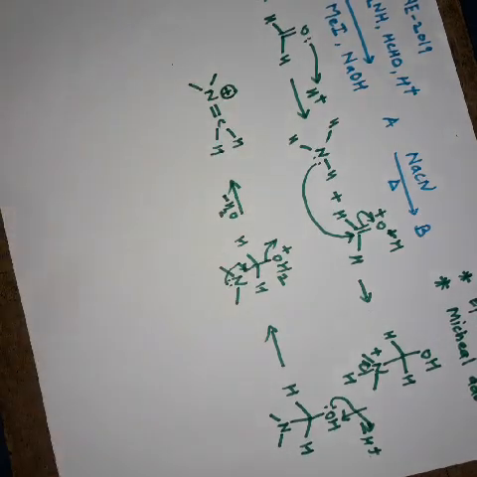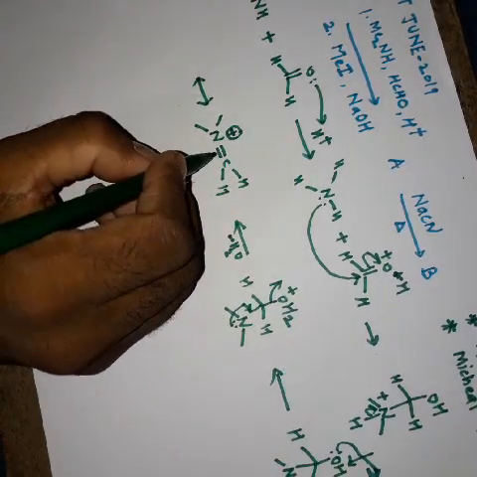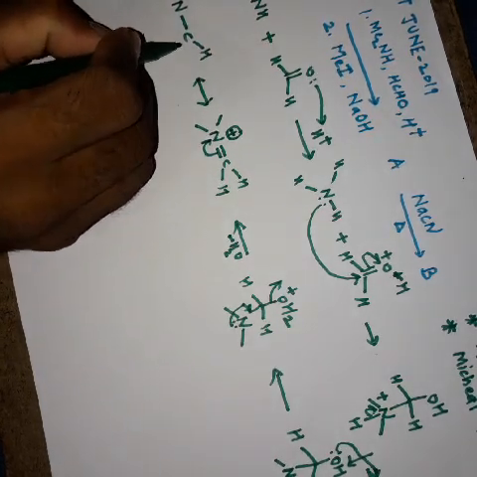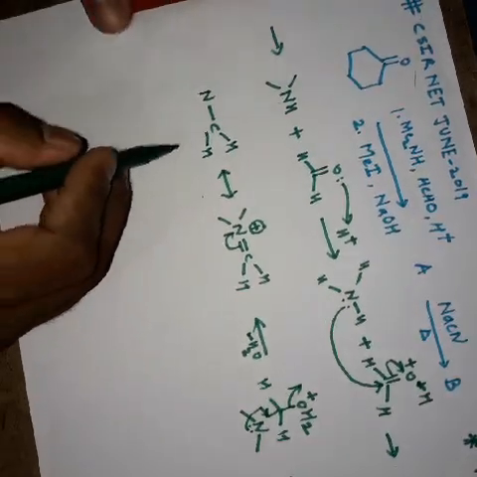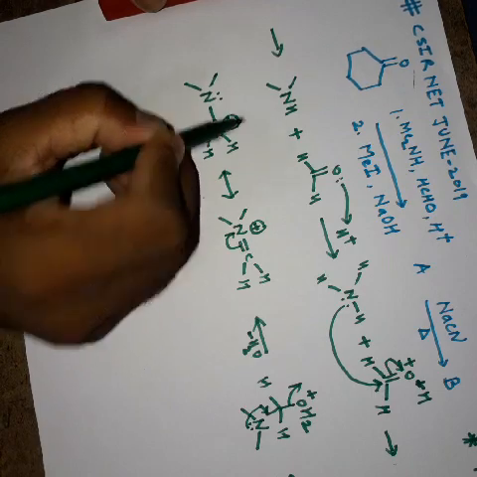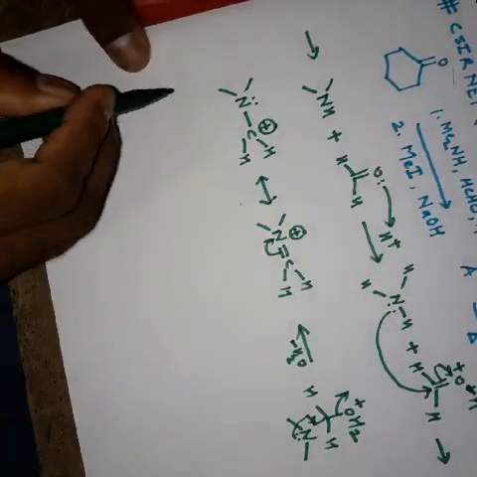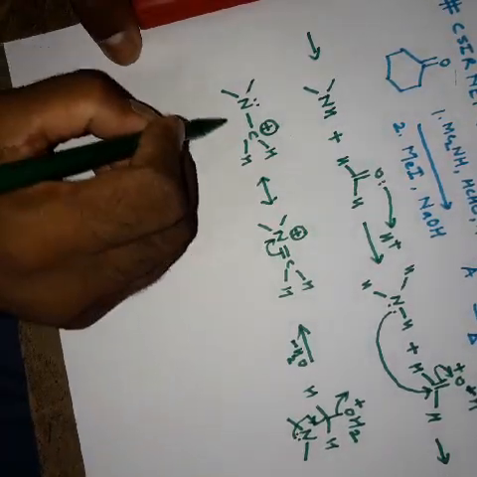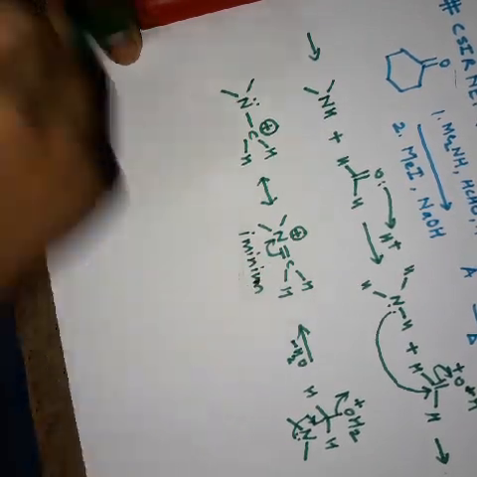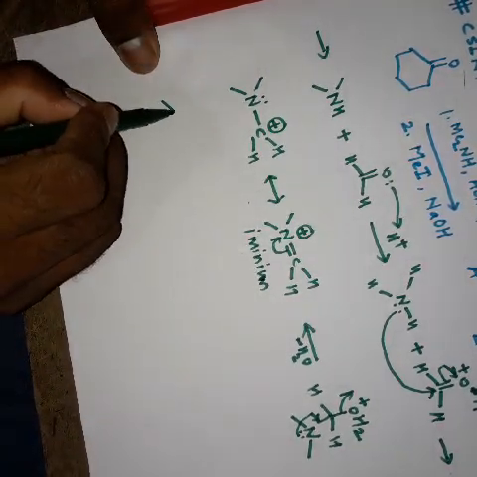Positive charge will be on nitrogen, and when we write a resonance structure of it, carbon will carry the positive charge. So we have an electrophilic center. Now since the moiety is cyclohexanone, we have formed the iminium ion. Now this iminium ion will act as an electrophile.